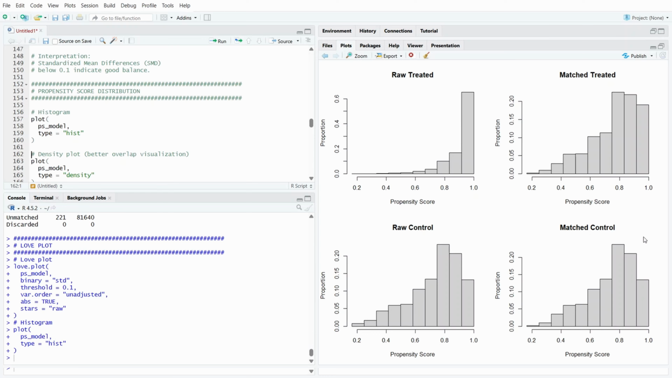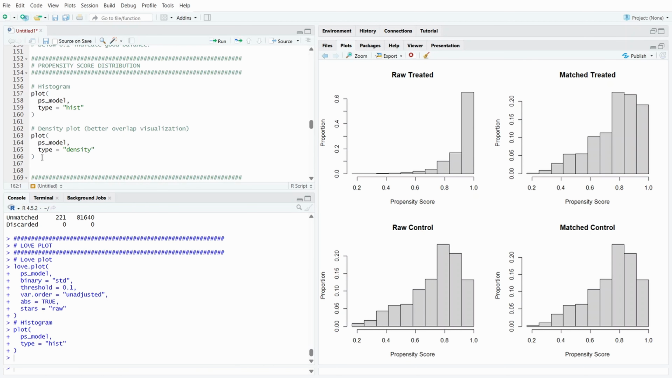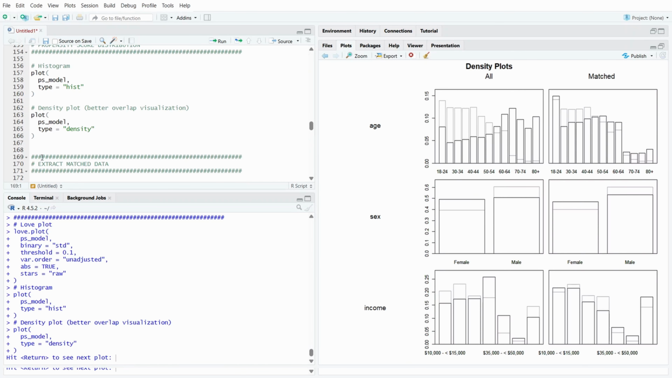Overall, these histograms show that matching substantially improved comparability between the groups, even though some residual imbalance still exists. This gives us greater confidence that any post-matching differences in health outcomes are less likely to be driven entirely by measured confounding variables. We also generate density plots, which provide a smoother visualization of propensity score overlap. Looking at the plots, the left panel shows the original unmatched data, while the right panel shows the matched sample.